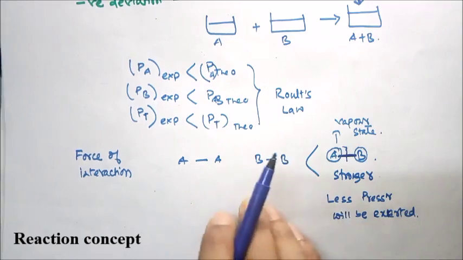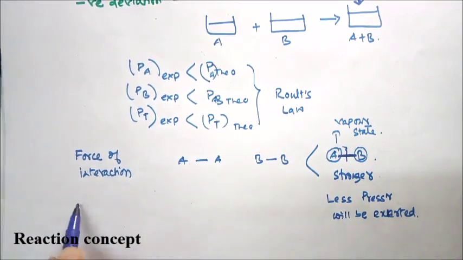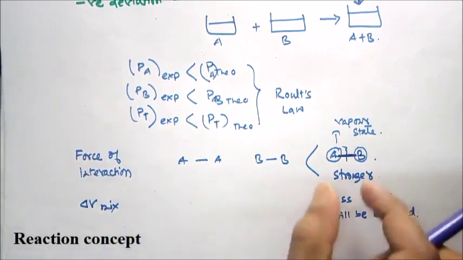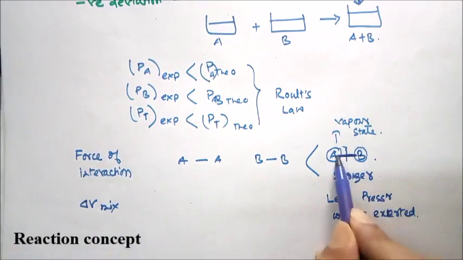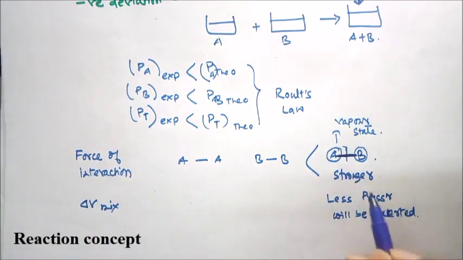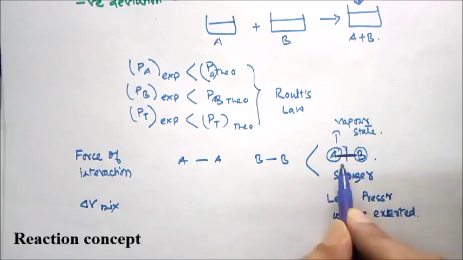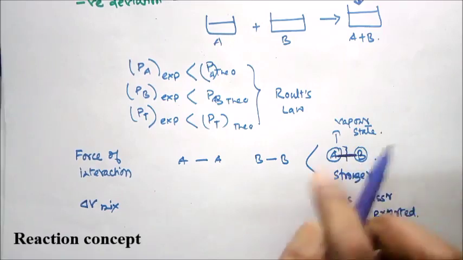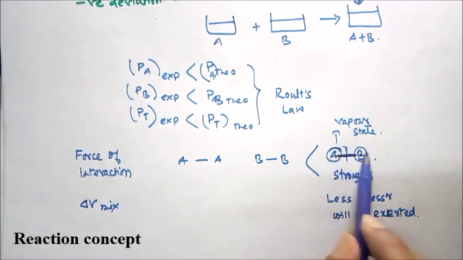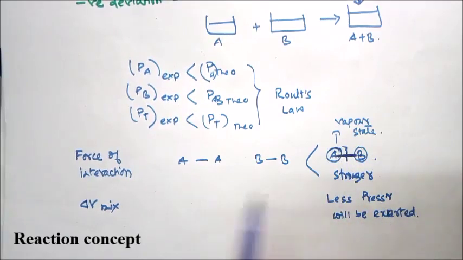Now let us see the del V mix in such case. Since this is a stronger bond, it will bring these two molecules into close proximity. Therefore, the distance covered by the molecules will also be less. As a whole, the volume occupied by these substances A and B will also be less. So, del V mix will be negative.